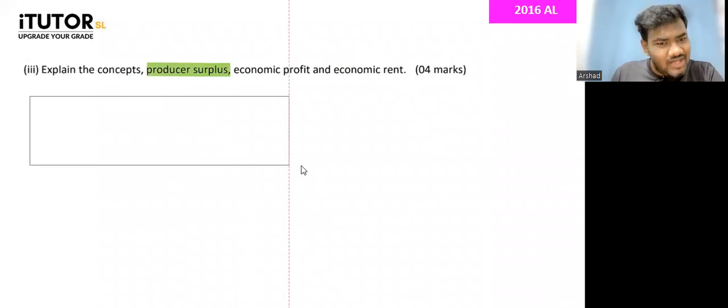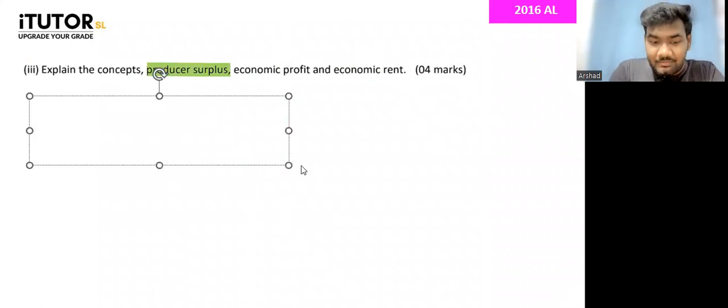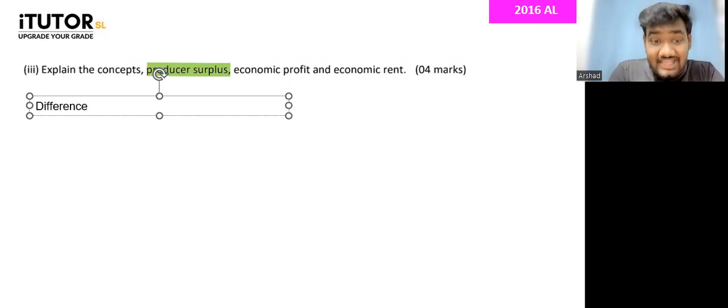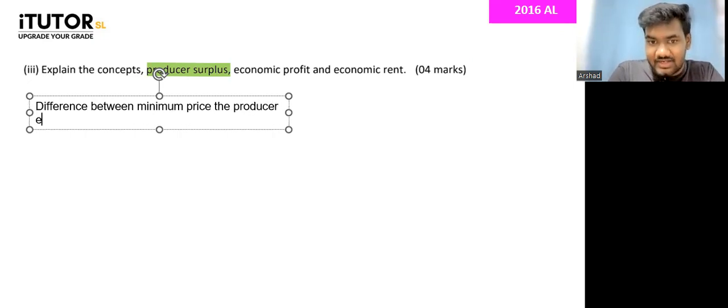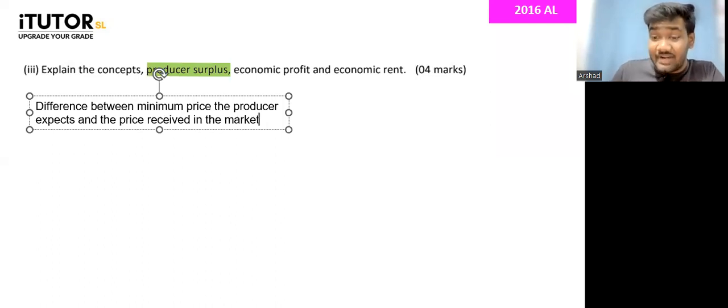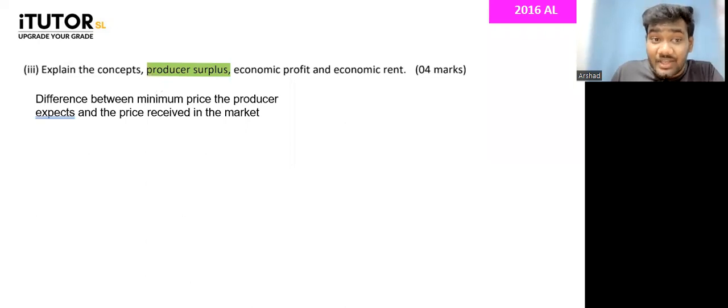Guys, what is producer surplus? Producer surplus, we say, is the difference between the minimum price the producer expects and the price received in the market. That's what you call producer surplus.